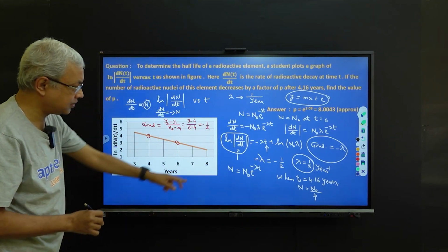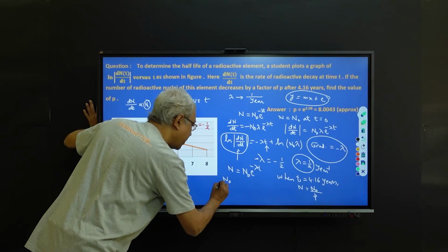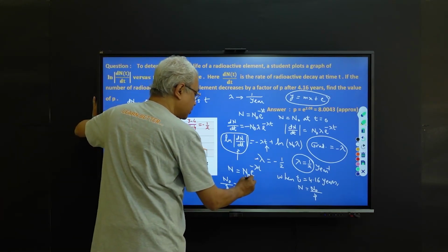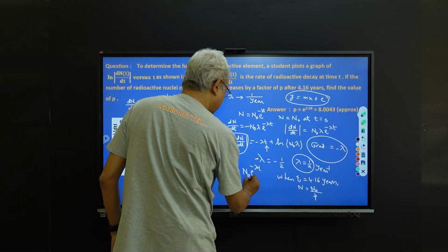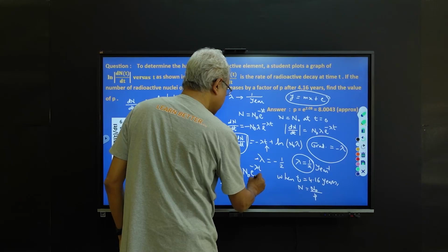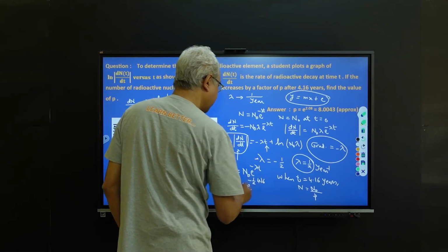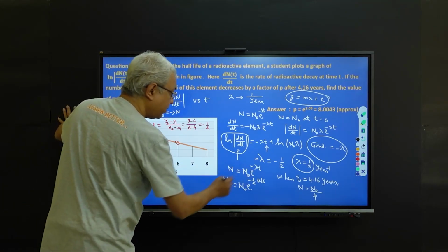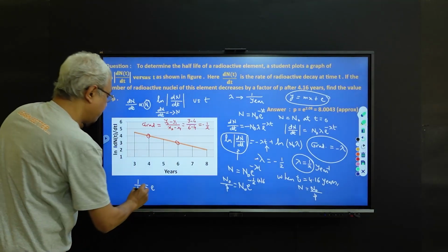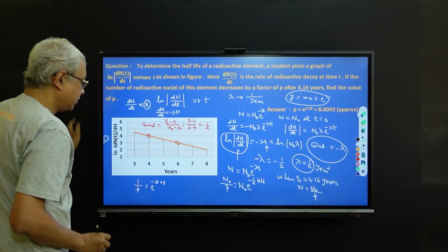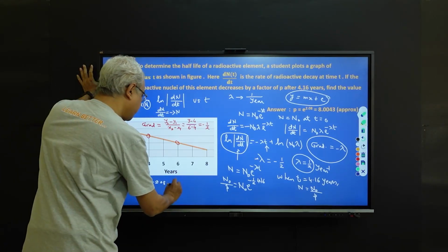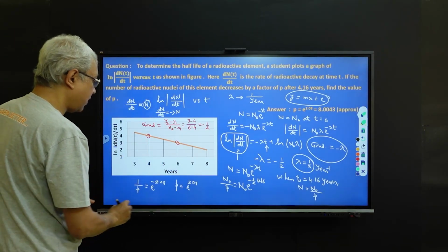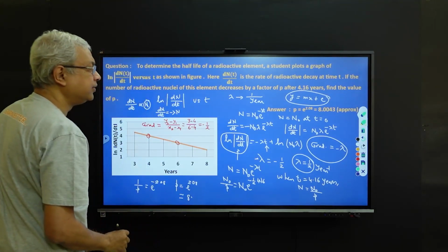So if we plug in these values in this equation, it is N naught by P is equal to N naught e to the power minus lambda t. I have already found lambda to be half, so it is minus half into t, which is 4.16. Okay, so it is 1 by P. From this, 1 by P is equal to e to the power minus 2.08. Alright, 4.16 divided by 2. Therefore, P is equal to e to the power 2.08. And e to the power 2.08 comes to around 8.0043.